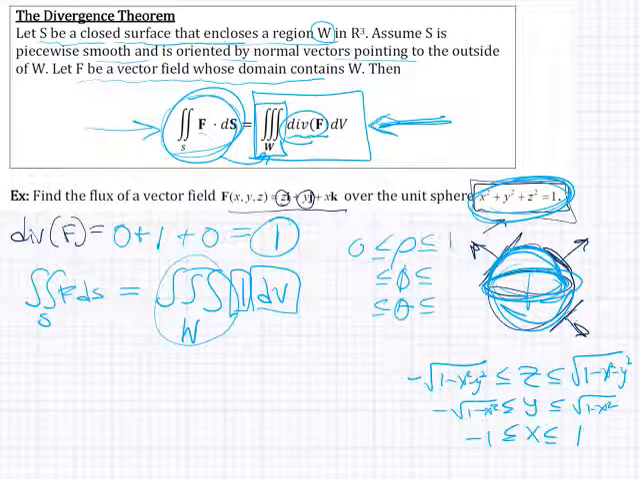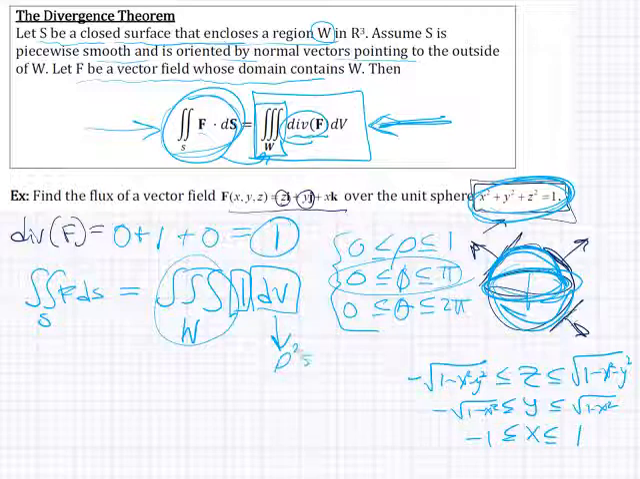zero to 1 for rho, it's the radius. Phi is 0 to pi. And theta is 0 to 2 pi. And we've talked about this before. Okay? This is a great way to define our sphere with spherical coordinates so we don't get in trouble with the phi issue. And then the differential is rho squared sine phi d rho d phi d theta.